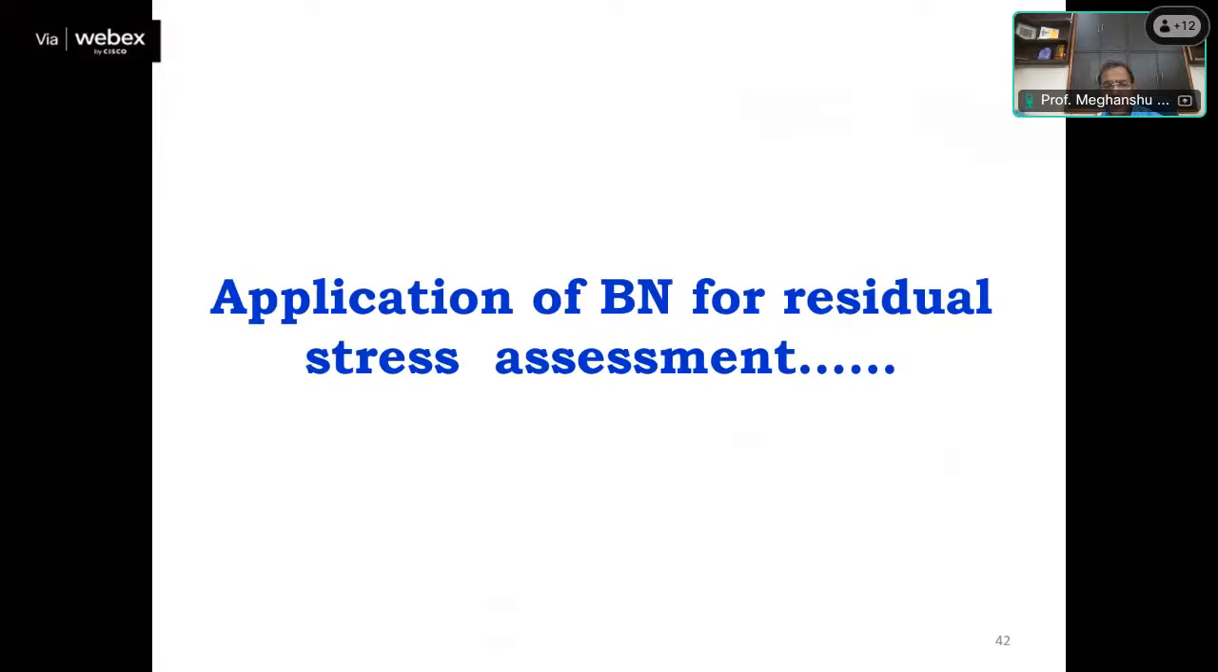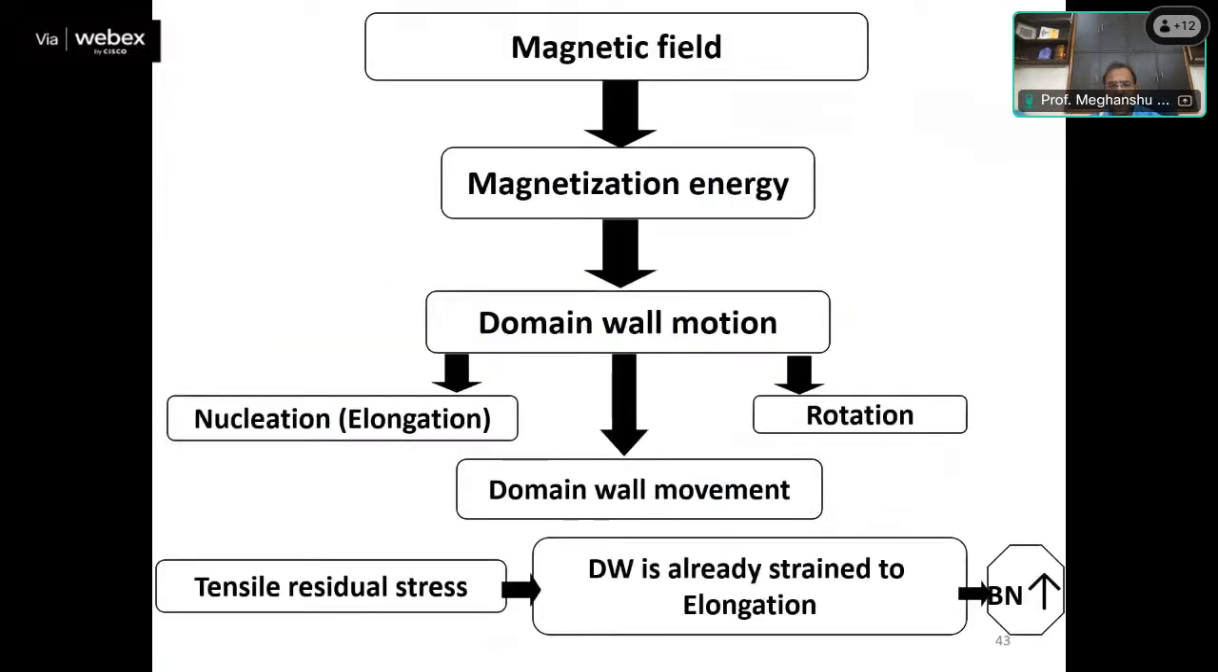How this principle is used in application for assessment of residual stress. Again, the same block I am using, but it has been a little bit modified. When we apply a magnetic field over two components, suppose I am having two components, this is the first component and this is the second component. The first component is a component that is not having a grinding operation, and this second component is having a grinding operation.